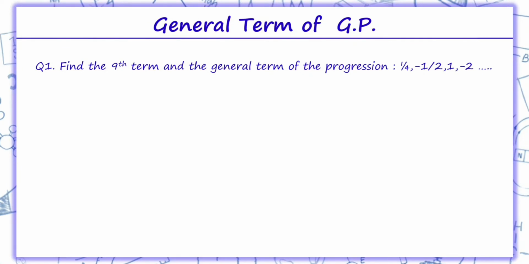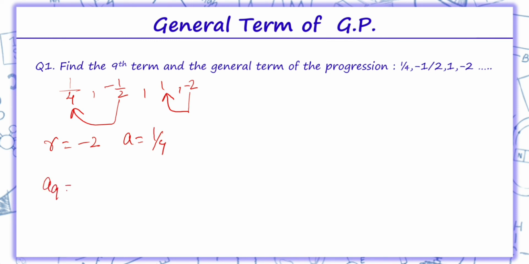So, the question is find ninth term and general term of the progression. The progression is given 1 by 4, minus 1 by 2, 1 and minus 2. If we see over here, second term divided by first term is minus 2. So, value of R is minus 2. A is the first term which is 1 by 4. We have to calculate A9. A9 is given by A into R to the power 9 minus 1, which is written as A into R to the power 8. Value of A is 1 by 4. R is minus 2 to the power 8. Thus, on solving this, we will get 64.